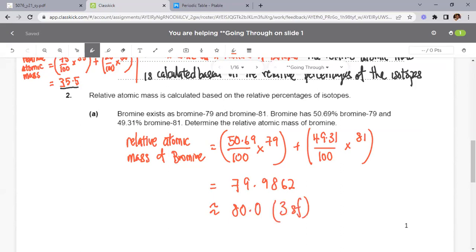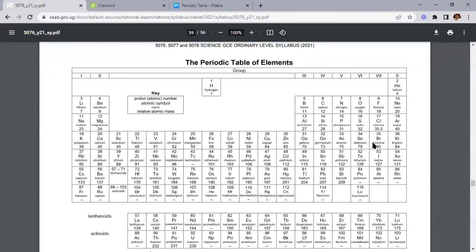And you realize this number actually tallies with what you have in your periodic table. So bromine, relative atomic mass is 80. Now, I want to show you why we are doing this relative atomic mass. You say all of them are whole numbers, only chlorine is the weird one.